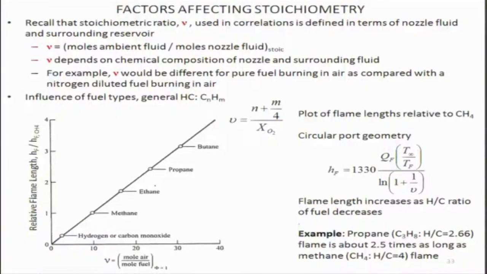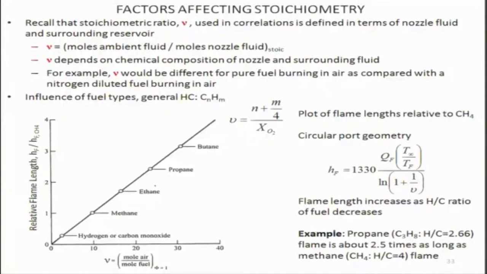So, what I was telling, they have also looked at the factors affecting the stoichiometric ratio. The stoichiometric ratio is basically moles of ambient fluid divided by moles of fuel fluid at the stoichiometric ratio. It depends on the chemical composition and also the surrounding fluid. The surrounding fluid will generally be air, but you can have something different as well, because whenever you are using coaxial jets, you can use that. For example, nu would be different for pure fuel burning in air as compared to nitrogen diluted fuel burning in air, or some other diluent like helium.